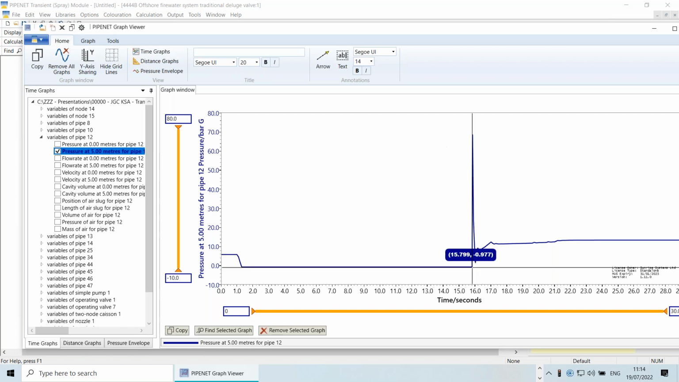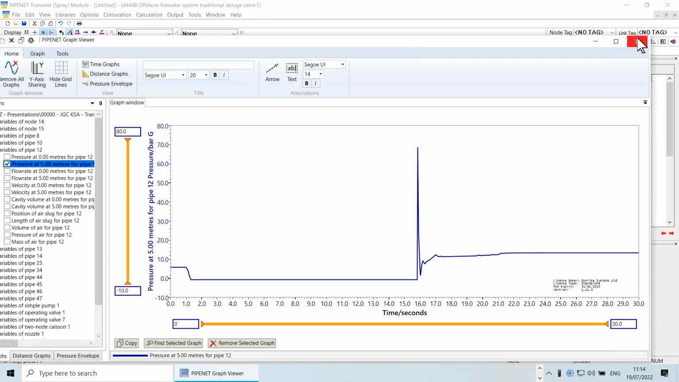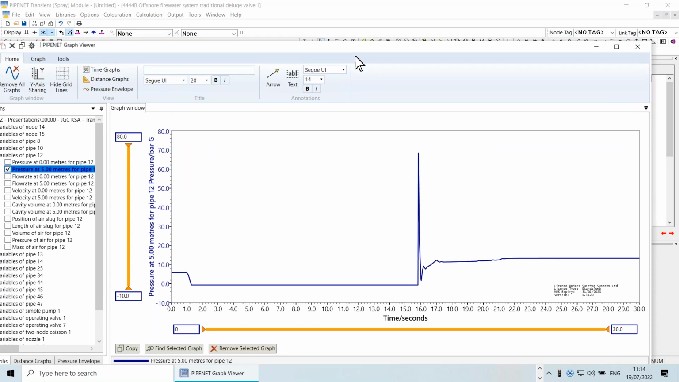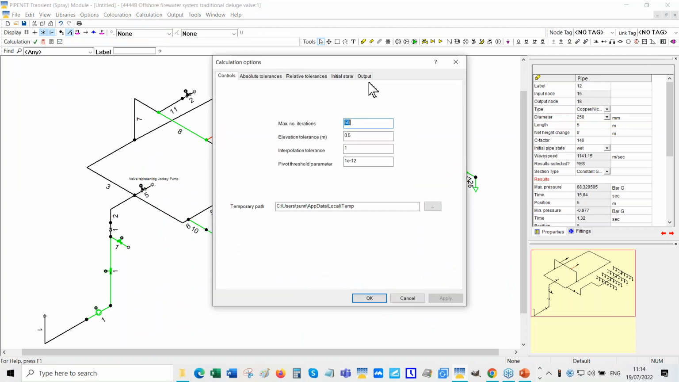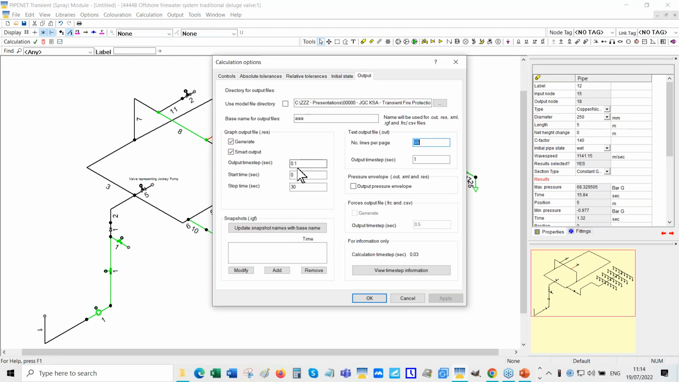See? So what's smart output mean? Let's leave that aside for a moment. We put the graphical output at 0.1 second. So there'll be 300 points on the graph. If you make that 0.03, we'll have approximately 900 points. It'll take longer to plot. Smart output is very clever. What it does is to keep track of the maximum and the minimum value for that variable. So although it's plotting the graph with that resolution, it keeps track of the maximum and minimum.